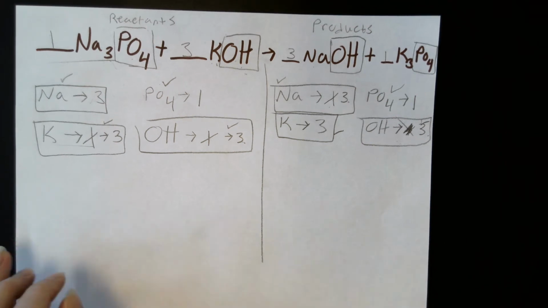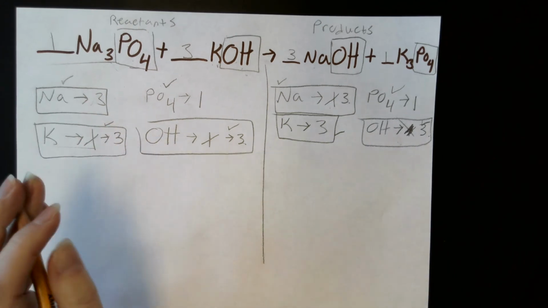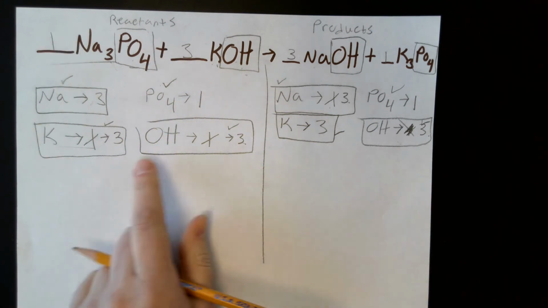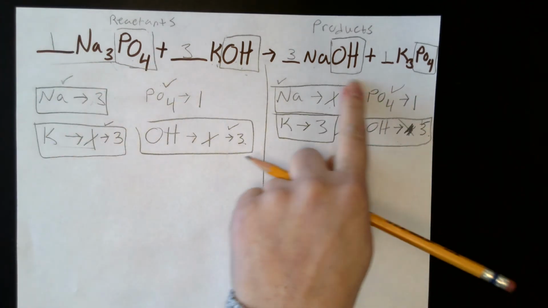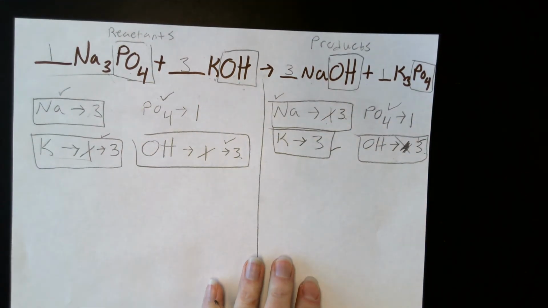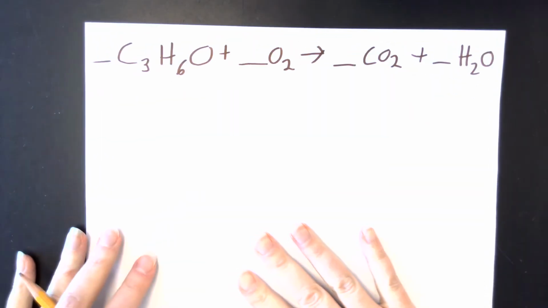Again, this is all about taking inventory and trying at first, and then trying to see what you can add to make these numbers here the same on both sides of the arrow. Okay. Last one.